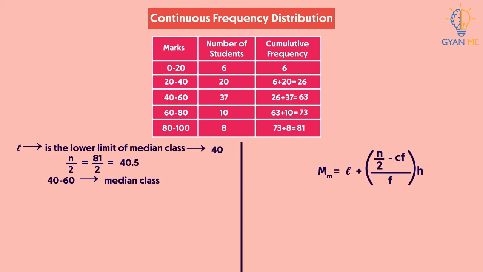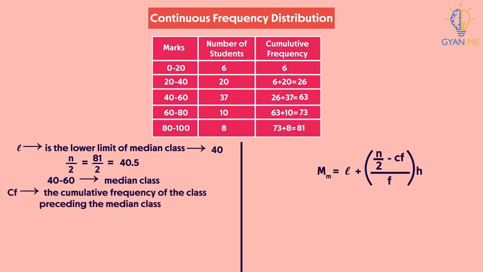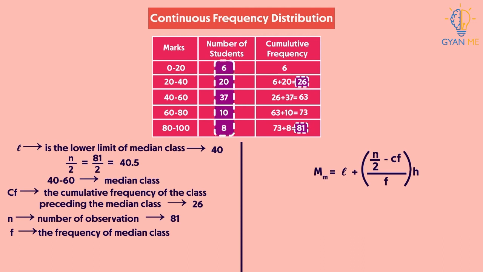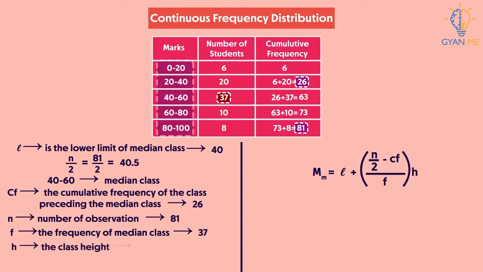Now CF is the cumulative frequency of the class preceding the median class. Note students, it is not the cumulative frequency of the median class but of the class above it, which here is 26. N is the number of observations, which here is 81. F is the frequency of the median class. Again, note that here F is the frequency simply and not the cumulative frequency, which here is 37. H is the class height, which here is 20.